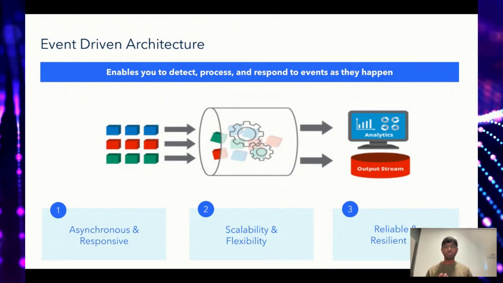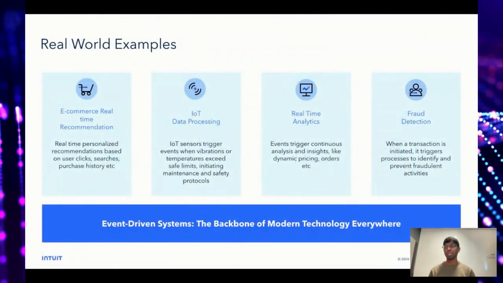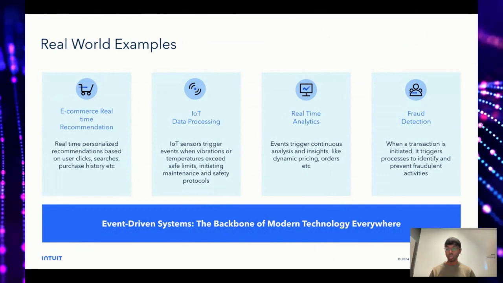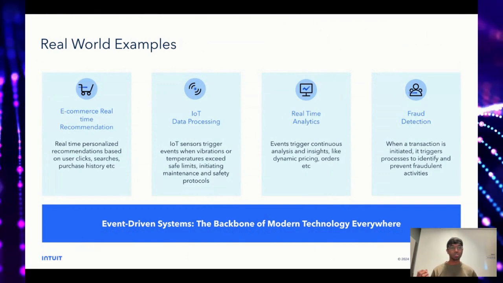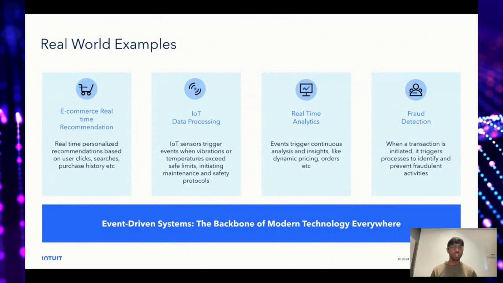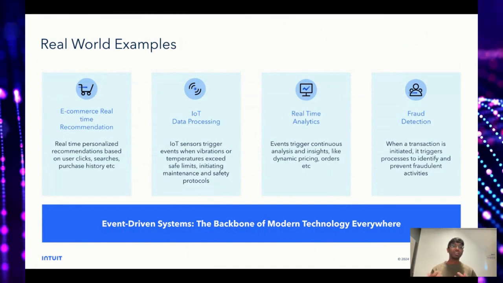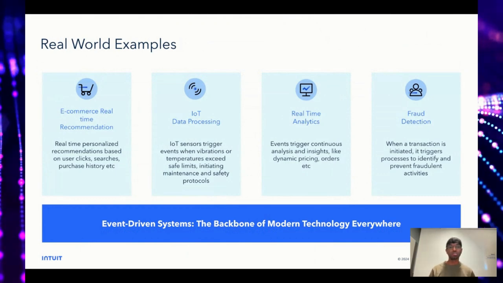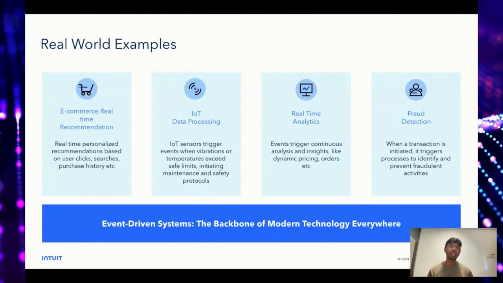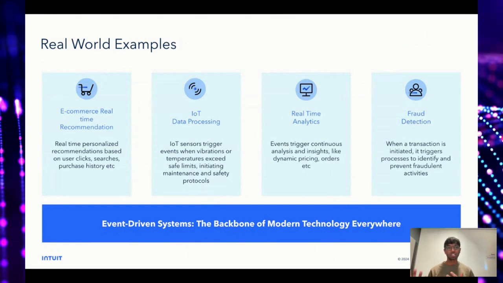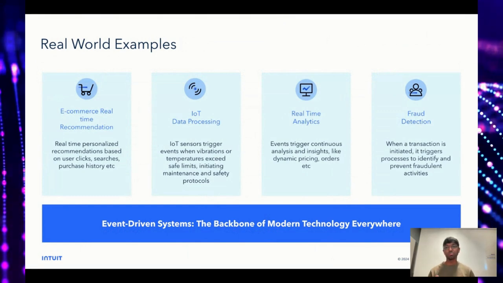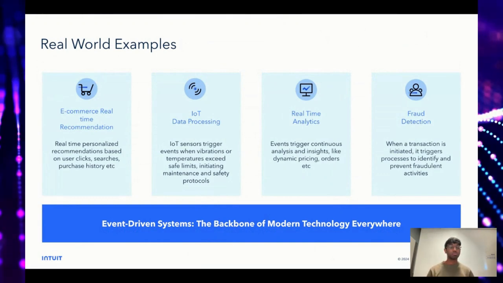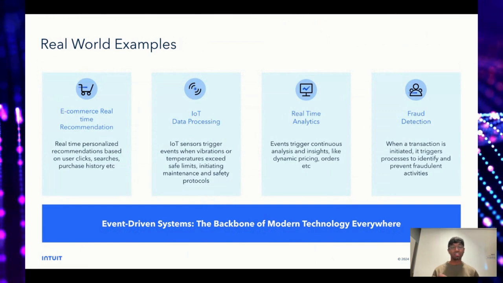Let's see some examples where we see event-driven architectures. For example, on the e-commerce side, you want to do real-time recommendations for your users based on their mouse clicks or search history and all of that. That's more of a real-time event-driven approach. And in industrial use cases, you probably receive a lot of data from IoT devices, and then you want to take actions based on the data that you receive from those devices. The other could be dynamic pricing, either for rideshare apps or any of the real-time analytics that you do.